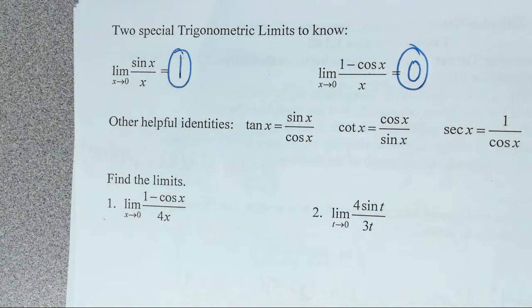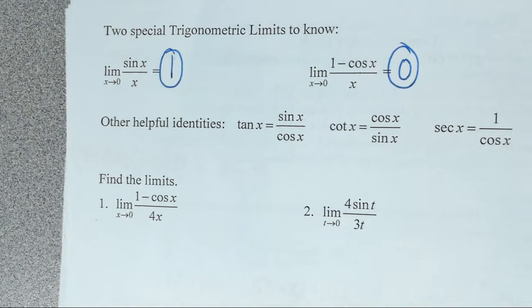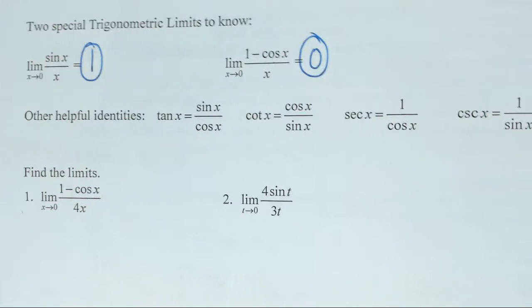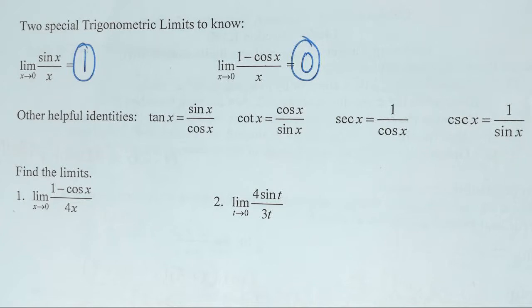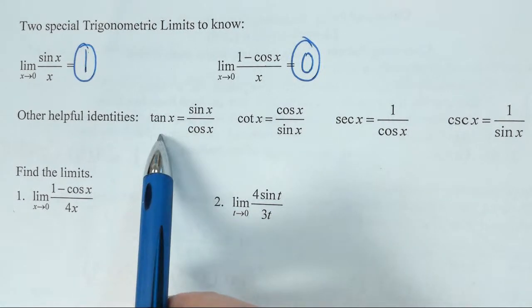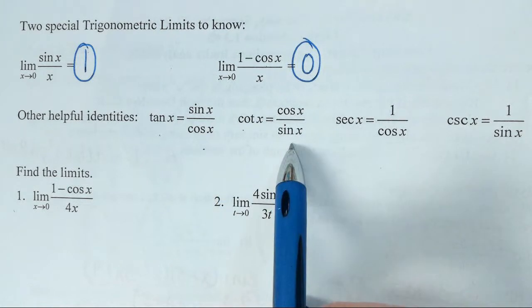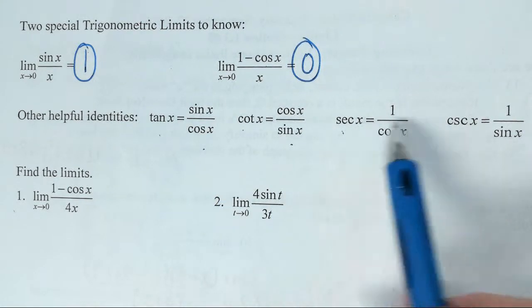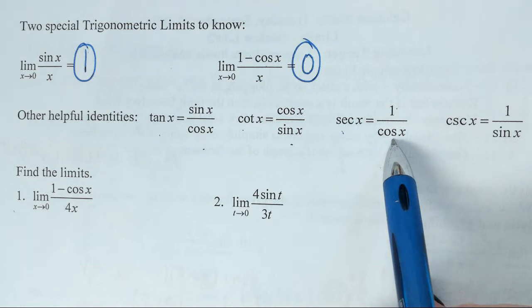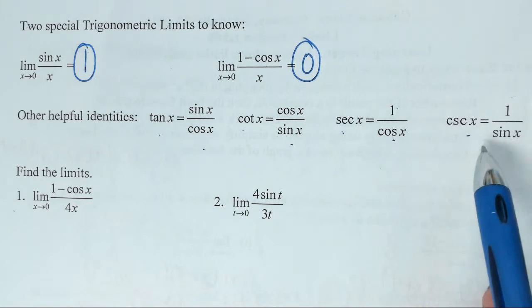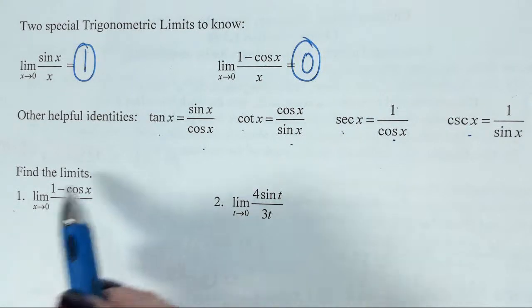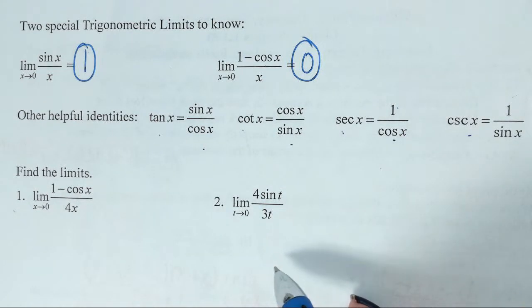These two special trig limits are going to show up all the time, and the faster you know them, the easier some of the problems involving them will be. Here are some other helpful identities that we just have to know too. You should know tangent is sine over cosine. Cotangent is cosine over sine. Secant is the reciprocal of cosine. And cosecant is the reciprocal of sine. Those are some identities that we may have to use within a problem.